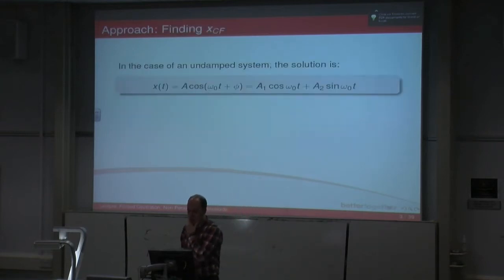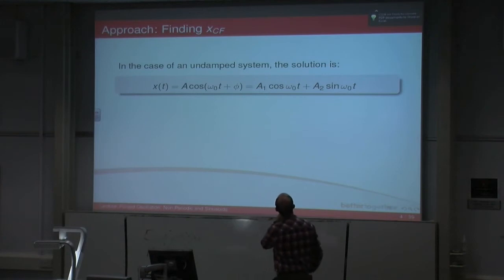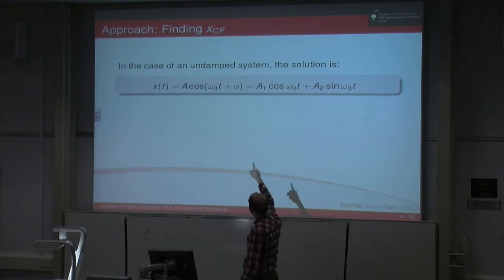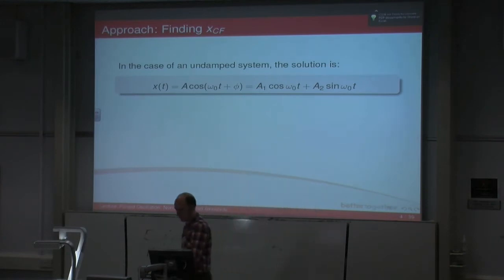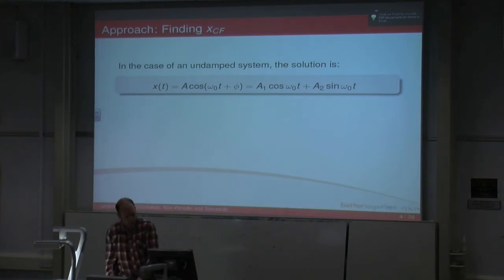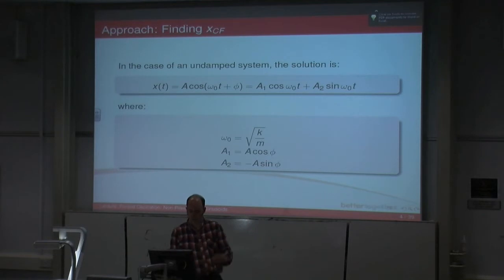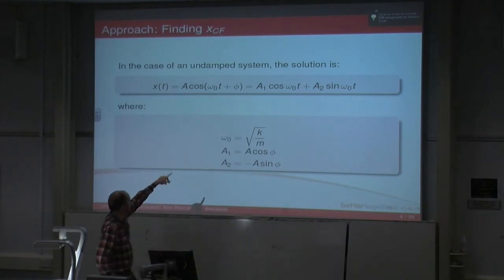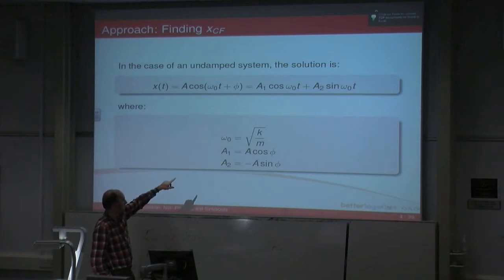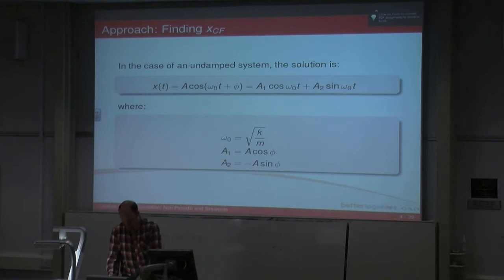So in the case of an undamped system, this is the solution that we found to the XPI bit. Obviously here I meant to say XCF. And we found that that solution works as long as omega naught is root k upon m, and A1 is A cosine phi, and A2 is minus A sine phi. That's from chapter 2.